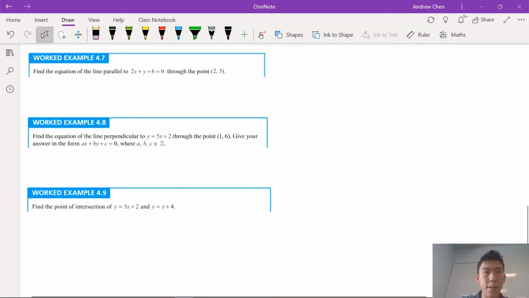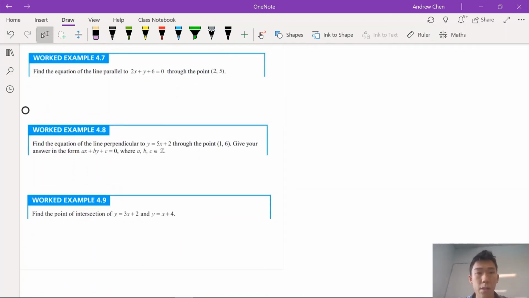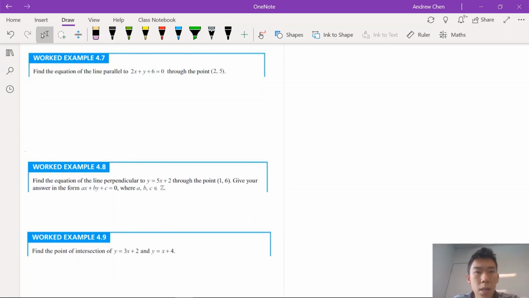Alright, a few more to go. Let's do 4.7. Find the equation of the line parallel to 2x plus y plus 6 equals 0 through the point 2, 5. So we want to find a line parallel to this line, 2x plus y plus 6, but it also has to pass through this point. Now, what we know about parallel lines is that they have the same gradient.